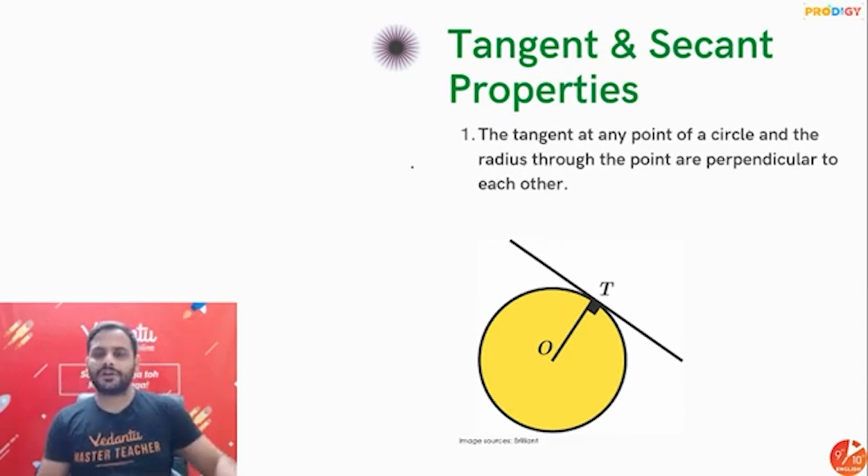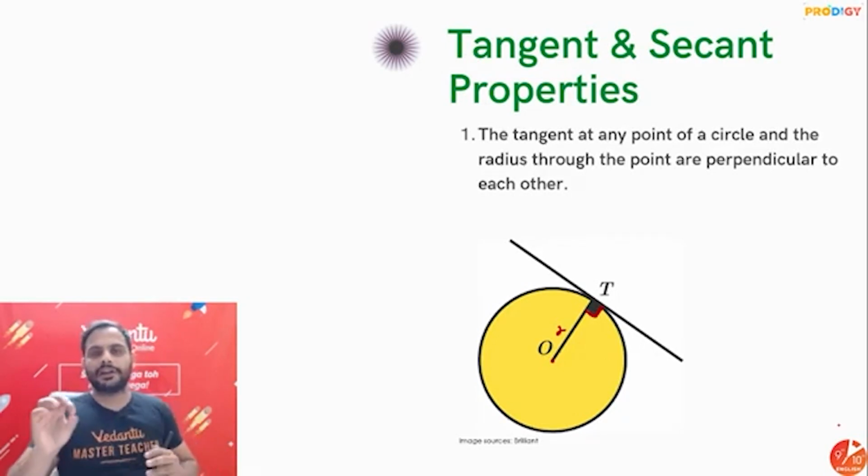Now there is one important theorem, guys: when we draw a tangent, wherever is the point of contact, if you join that point of contact with the center, that will become the radius. So remember, the radius at the point of contact is perpendicular to the tangent.